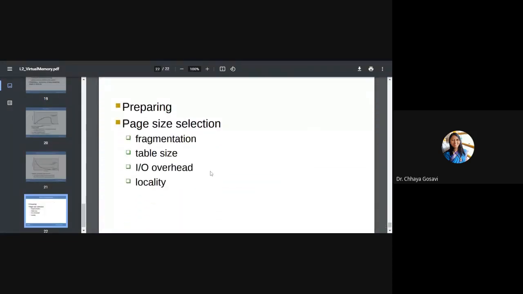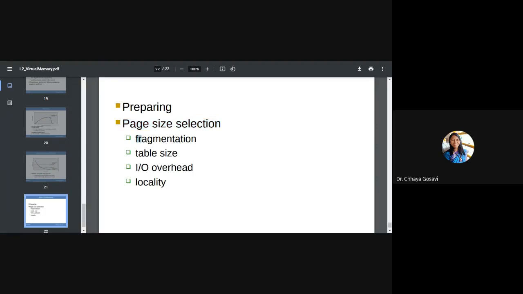Another consideration for optimization is prepaging, which means we should know the sequence of pages we will need in the future, so the process should enter main memory with this preparation. Then page size selection. What should be the ideal page size? Page size will affect frame size. If my page size is 8 bytes, my frame size should be 8 bytes, and I have to divide memory into equally sized frames. So it also depends upon main memory. Page size selection is very important.